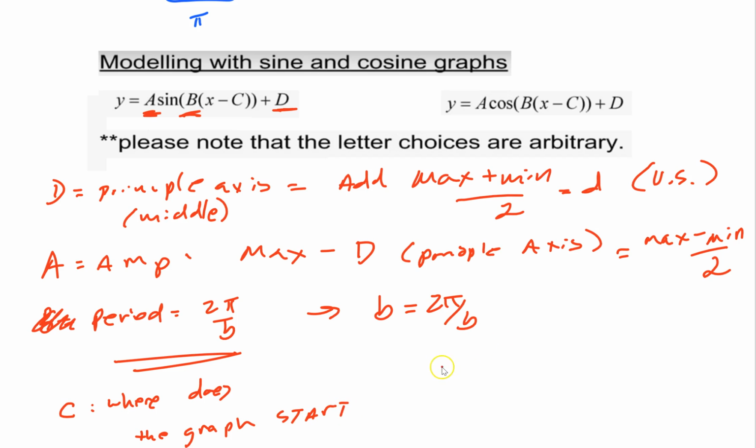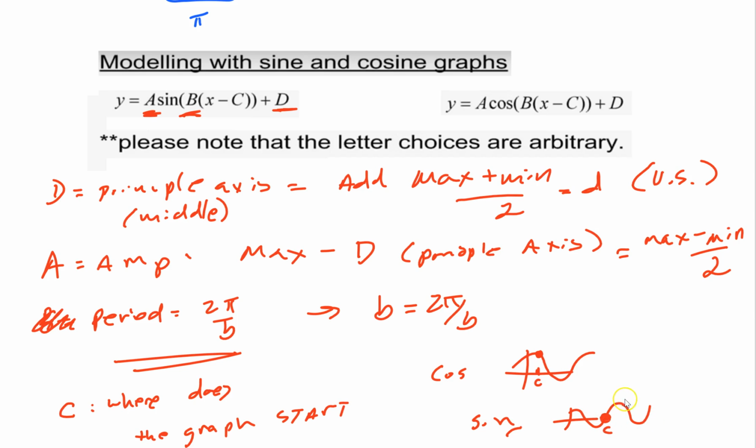Now you gotta watch out though. If it's a cosine graph, let's say I give you this, you're looking for that point right there where it's starting. That would be your C. If it's a sine graph, the graph starts in the middle. So if I give you a graph that looks like this, you gotta understand a sine graph goes up first. So it starts right here, then it's the sine graph. That would be my C.